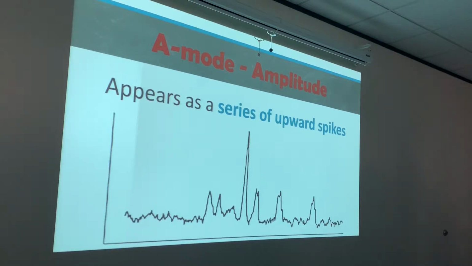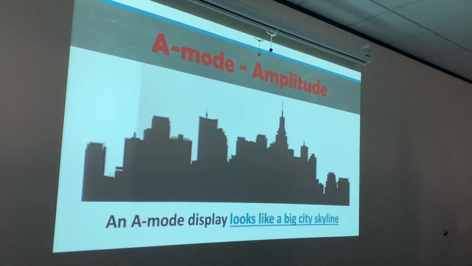Okay, amplitude mode appears as a series of upward spikes. Kind of reminds us of a big city skyline, right? Kind of looks like that a little bit. Okay, that's not Houston, by the way.